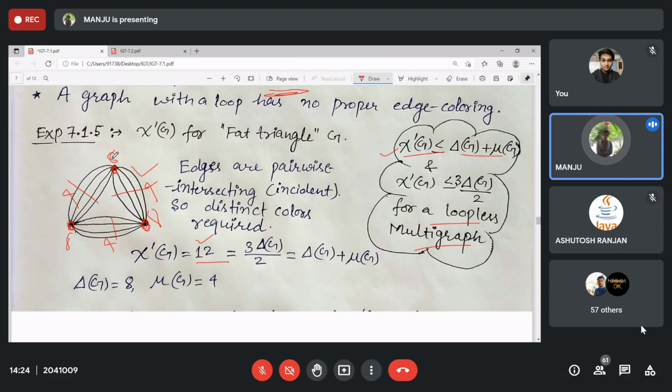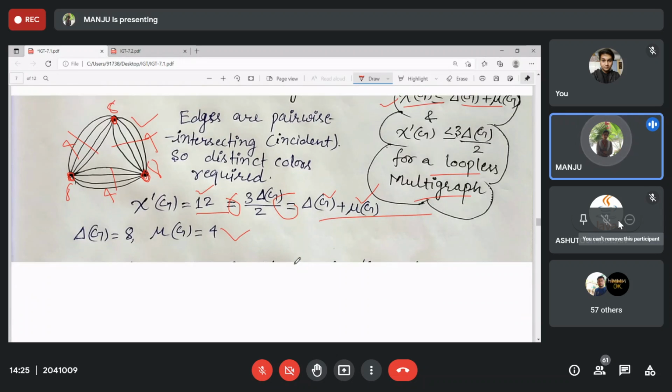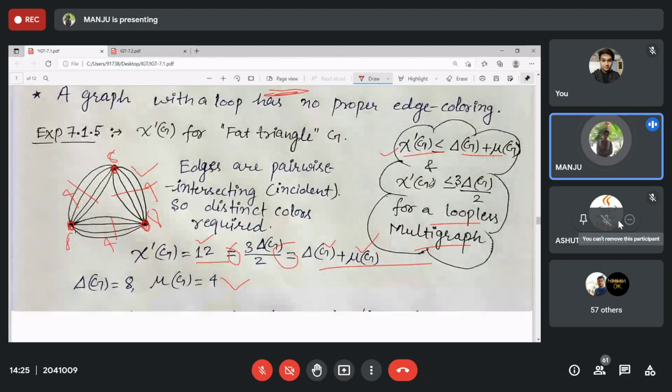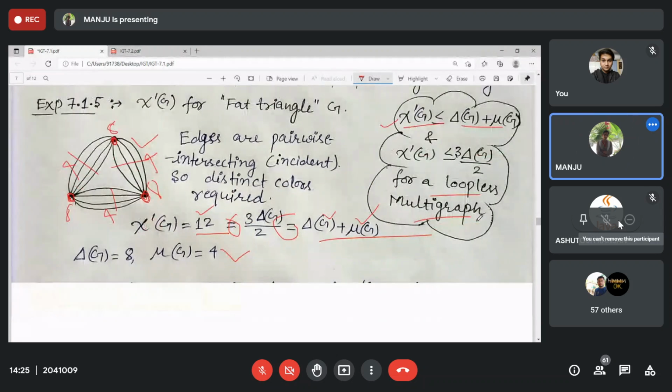What is delta for this one? 8. So 3 by 2 into 8, you get 12. And you can also calculate delta plus mu, that is 8 plus 4, since mu is 4. That is regular. So as you can see, if you are considering regularity, you have equality. Otherwise, you might get strictly less than, but it will be at most delta plus mu. Sometimes you might get 3 delta by 2.